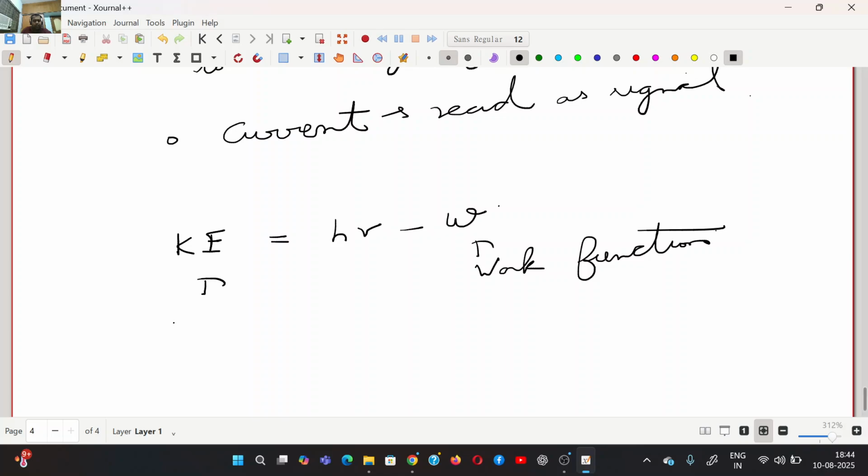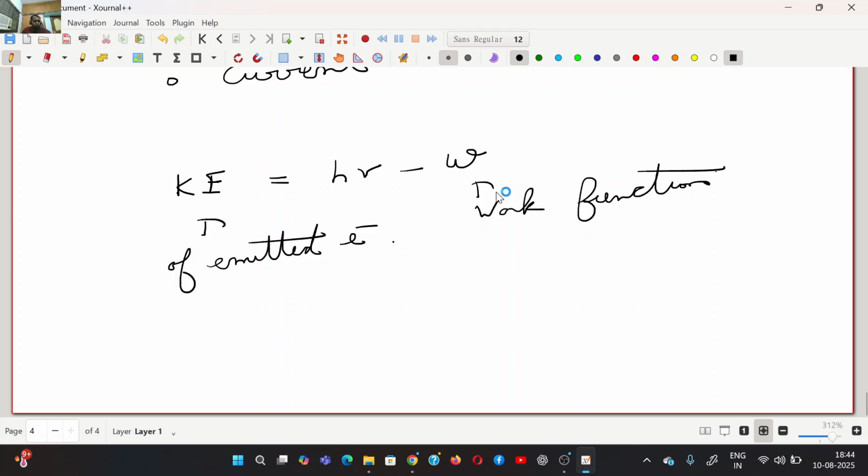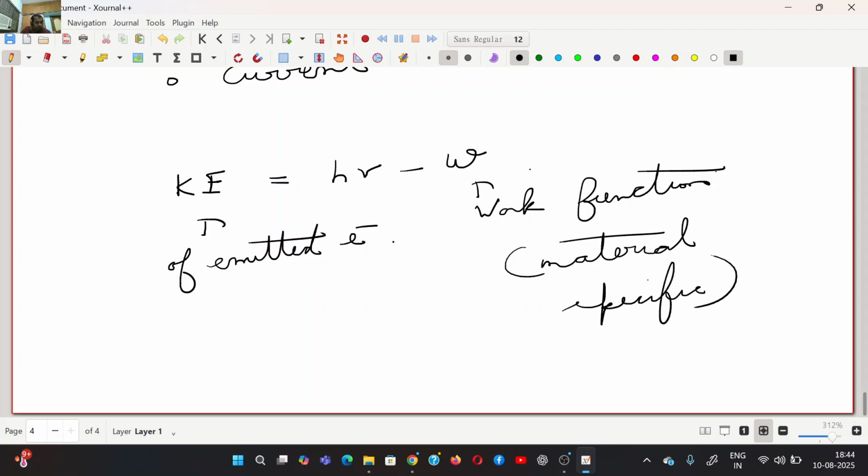So what is this kinetic energy? Kinetic energy of the emitted electron, and this is the work function. h, of course you know, is Planck's constant, 6.62 times 10 to the power minus 34 joule second. This work function is material specific. So obviously, if h nu is less than the work function, there will be no emission.